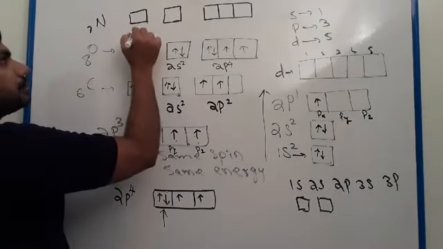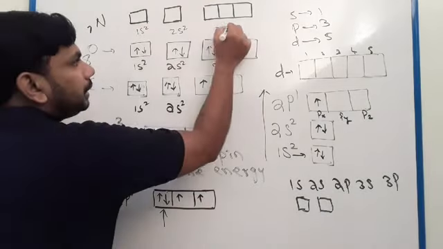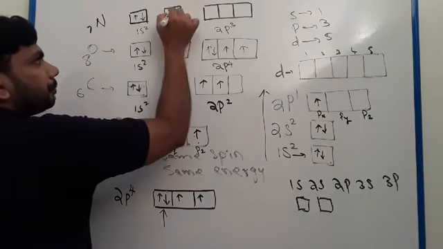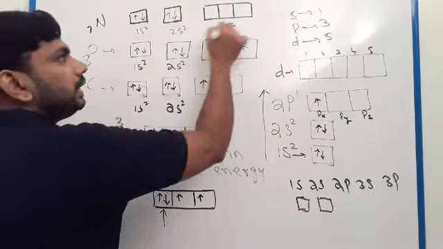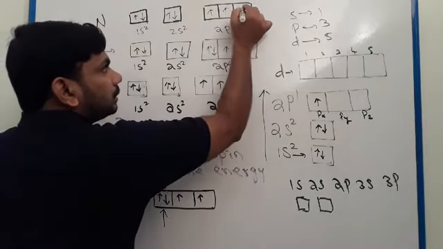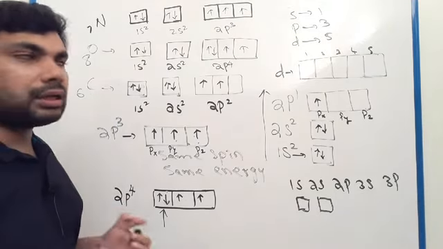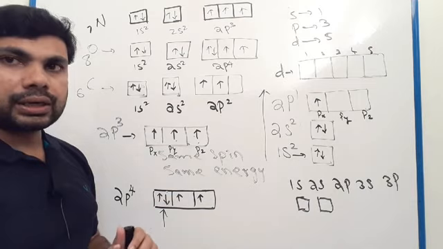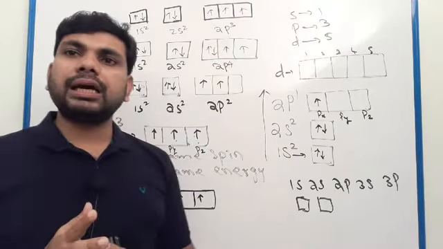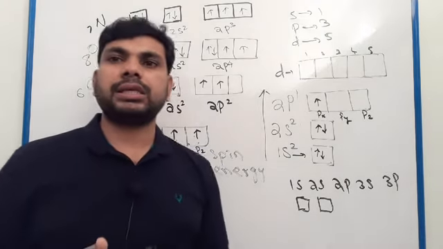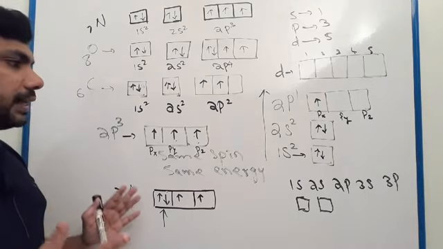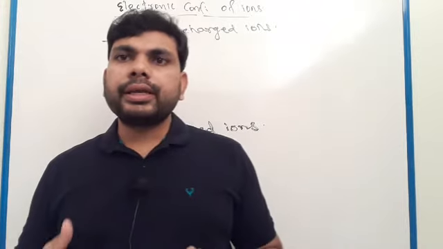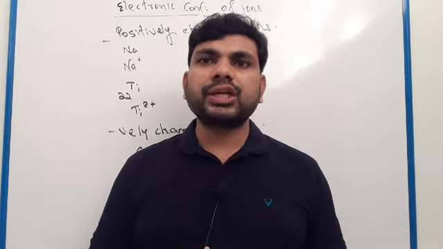Clear? Nitrogen, atomic number 7: 1s2, 2s2, 2p3. Here 2 electrons with opposite spin, 2 electrons with opposite spin, and 3 electrons in 3 different orbitals, all in the same direction and same energy. So you can say 2p3 contains 3 electrons with the same spin and same energy. Clear? These are the things you have to understand about subshell electronic configuration using boxes. Next we discuss subshell electronic configuration of ions.